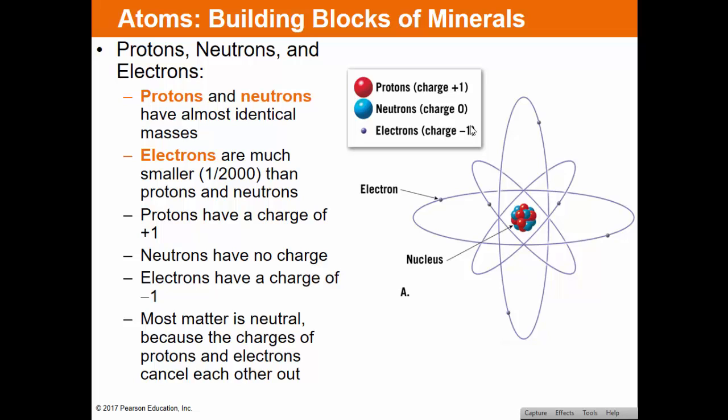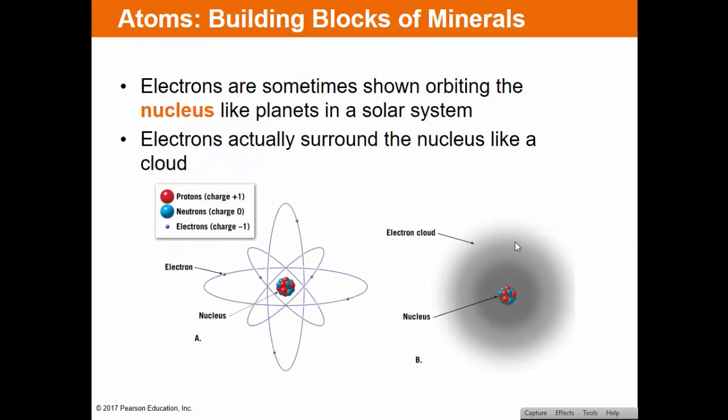And most matter is neutral because the protons and the electrons cancel themselves out. So if there are 8 protons, the little red guys, then there'll be 8 electrons, and the positive charge of 8 protons and the negative charge of 8 electrons cancels them out, and you end up with neutrally charged matter. Now, not all matter. Ions have a positive charge or a negative charge, depending on which it has the most of, and we're going to learn lots more about ions as we progress.